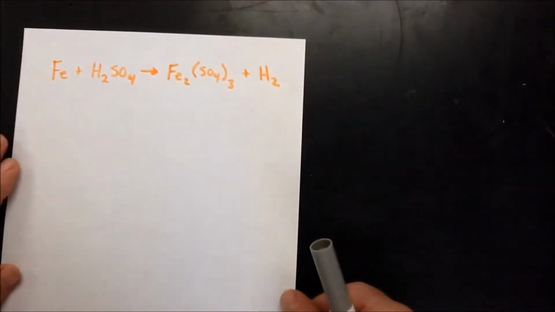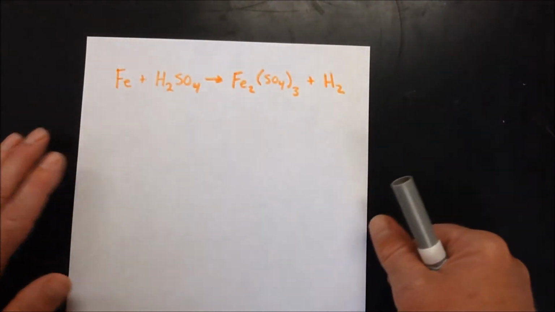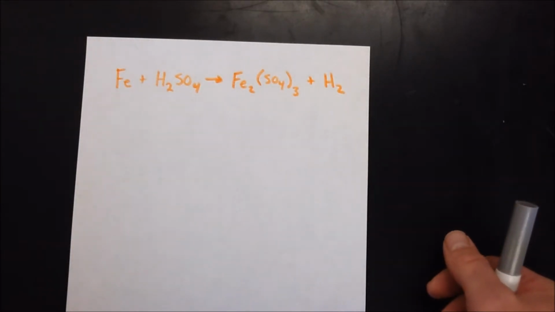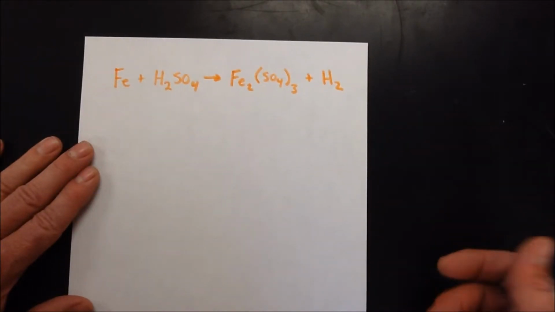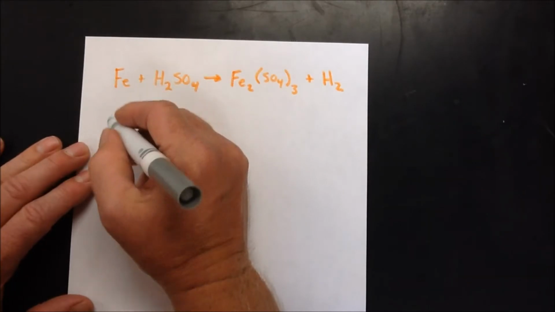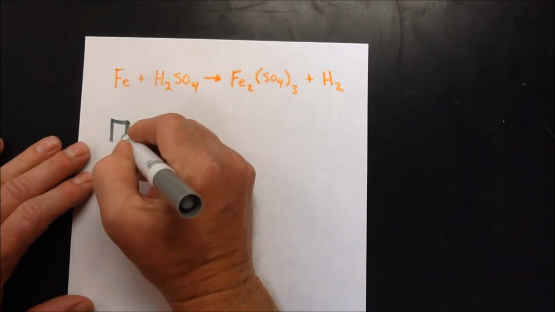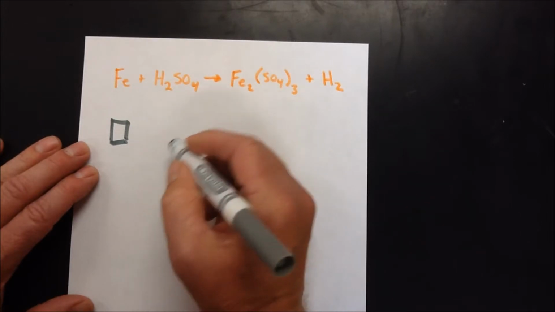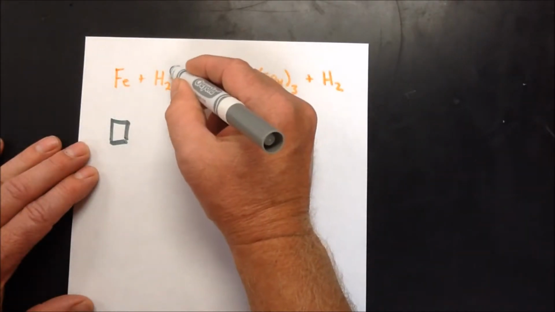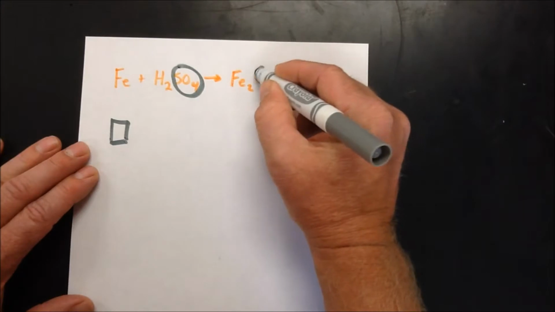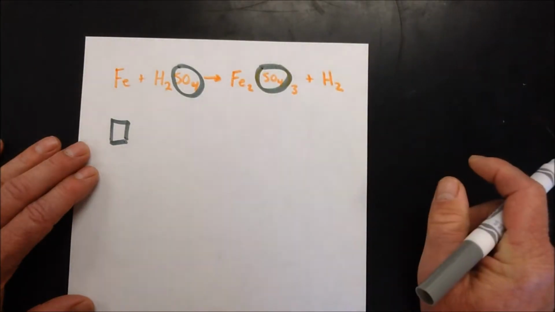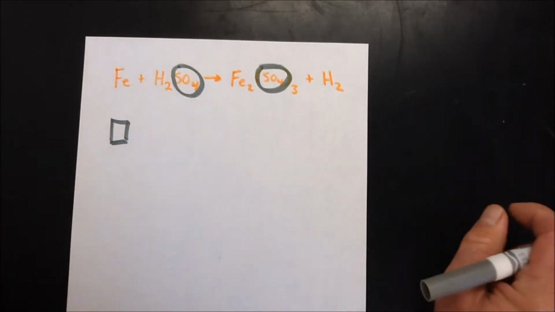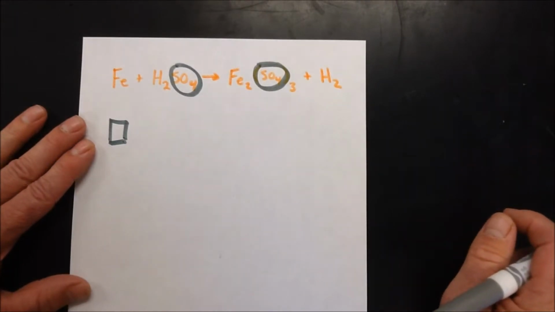For the next one I've got a single displacement reaction where iron reacts with sulfuric acid to make iron 3 sulfate and hydrogen gas. So again, I'll start off with assigning shapes. I'll use a square for the iron. Now in this one I'm going to do this a little bit differently because I recognize this polyatomic ion present on both sides. I'm just going to use one shape to represent that whole polyatomic ion.